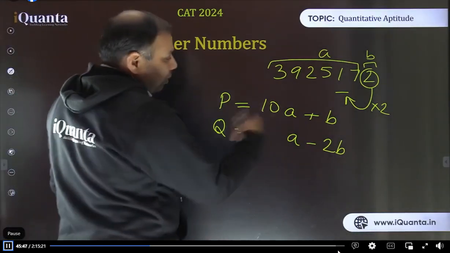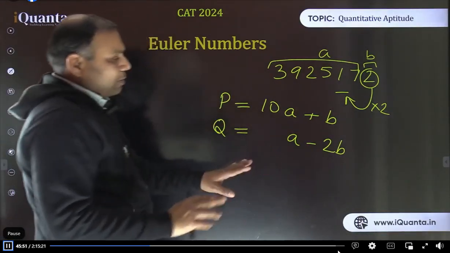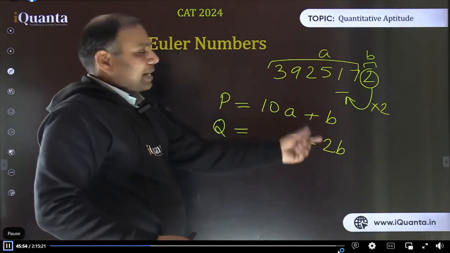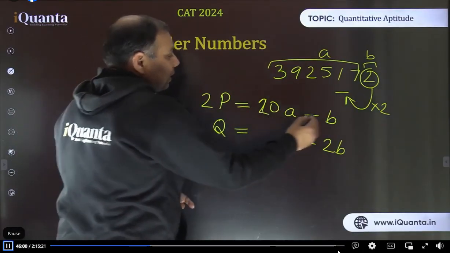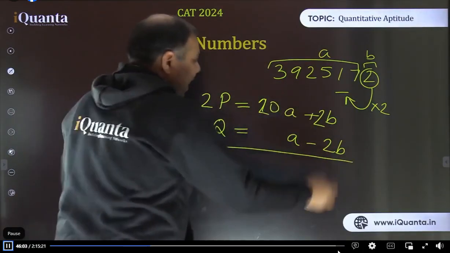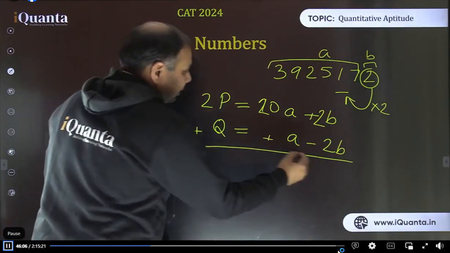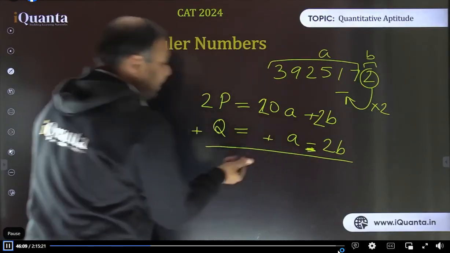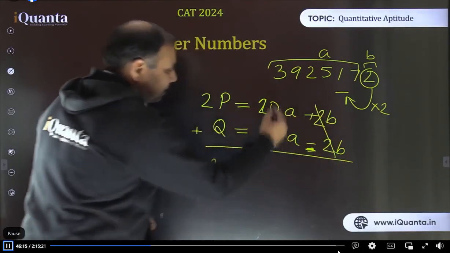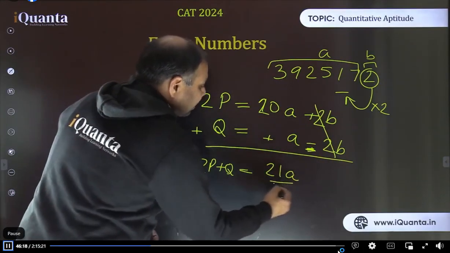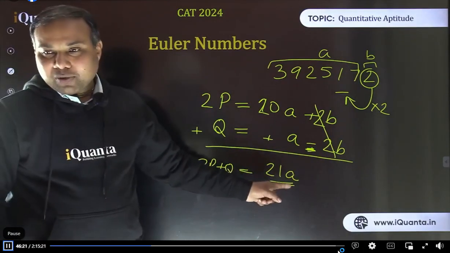Good. To simplify this equation, it would be very easy if I can eliminate this part of b. For that, I need to multiply the first equation by 2. So let's make it 2p equals 20a plus 2b. Now just add them. I'm just adding them, so the signs will not change. जो sign है वही रहने वाले हैं. So this is 2p plus q equals this plus 2b, and 2b and negative 2b cancel. It comes out to be 21a, which is certainly divisible by 7, irrespective of the value of a.